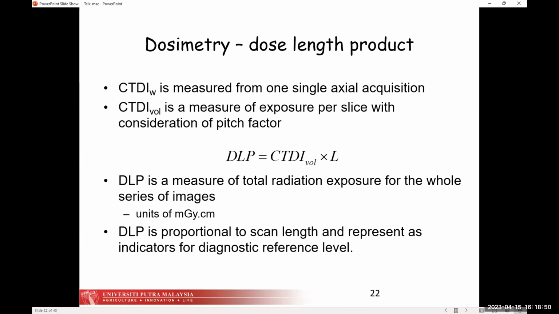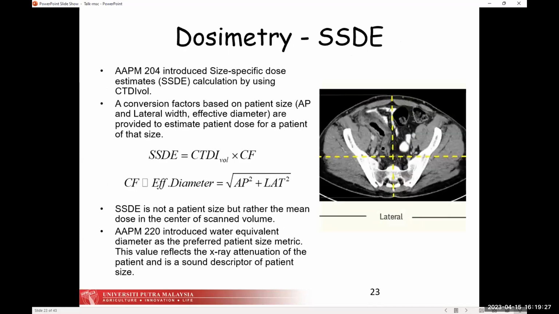And this dose length product is a measure of total radiation exposure for the whole series of scans, with the units of milligray centimeter. The dose length product is considered proportional to the scan length, and it is known for use as an indicator for several diagnostic reference levels. So usually we can see the report from the console showing the results of CTDI vol and also dose length product.